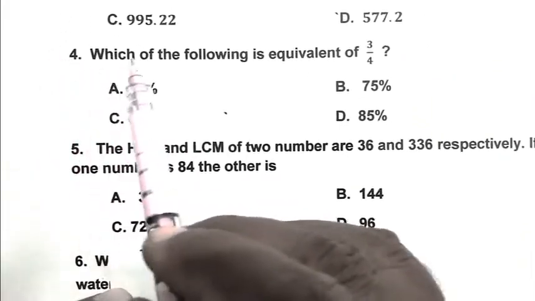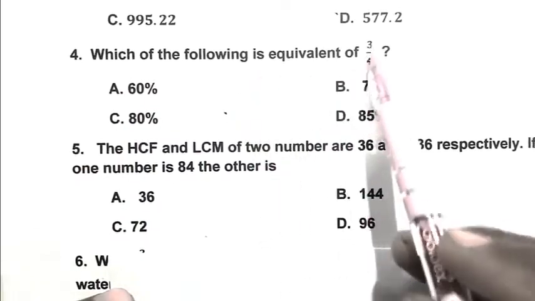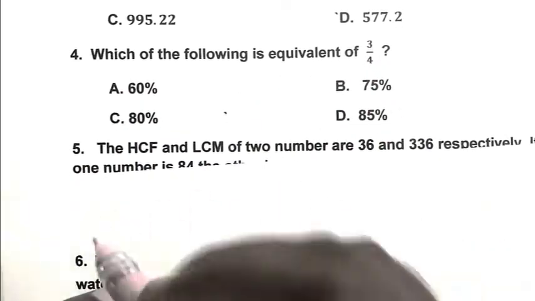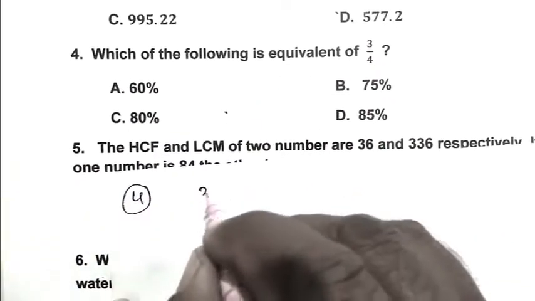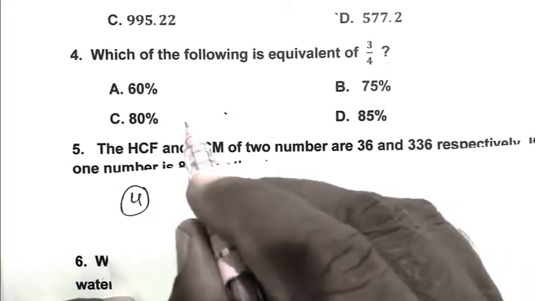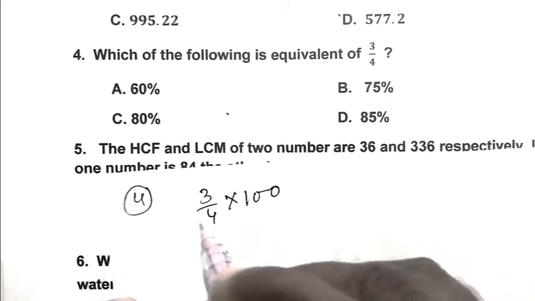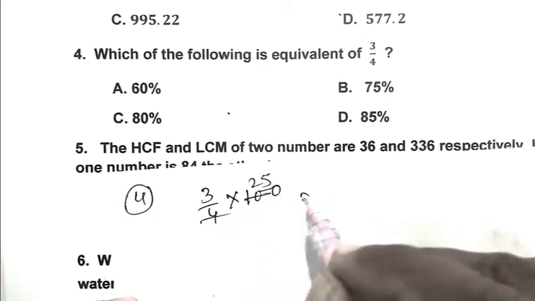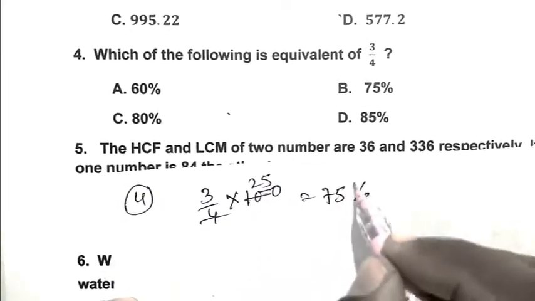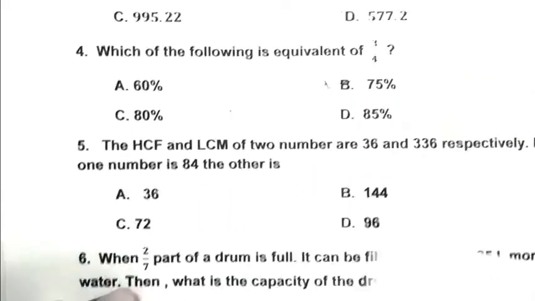Question number 4. Which of the following is equivalent of 3 upon 4? So friend, the number is 3 upon 4. We have to convert it into percentages, so we have to multiply it by 100, so 25, 75%. So B is the right answer.